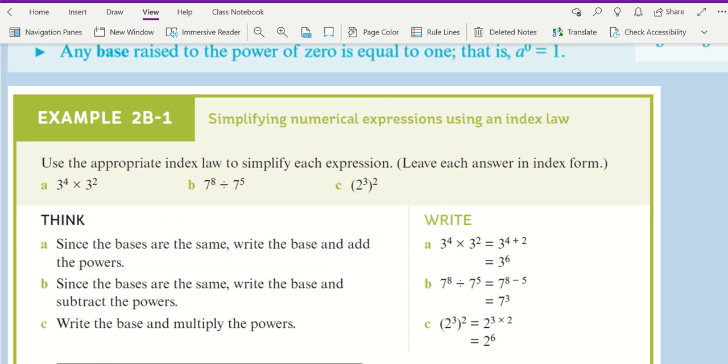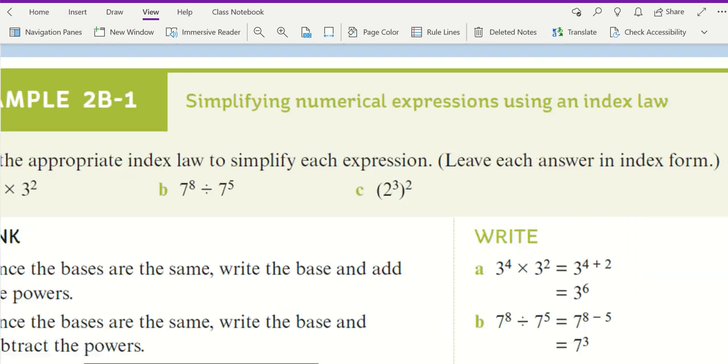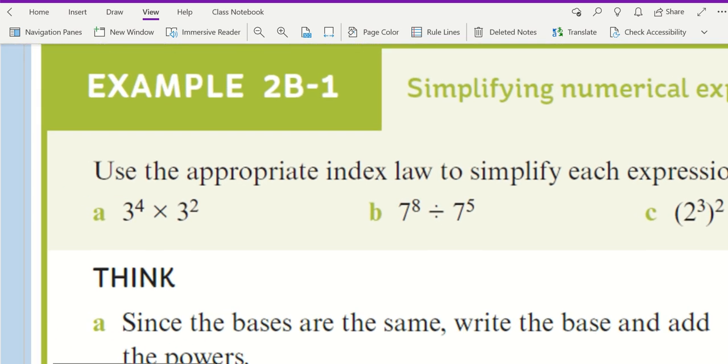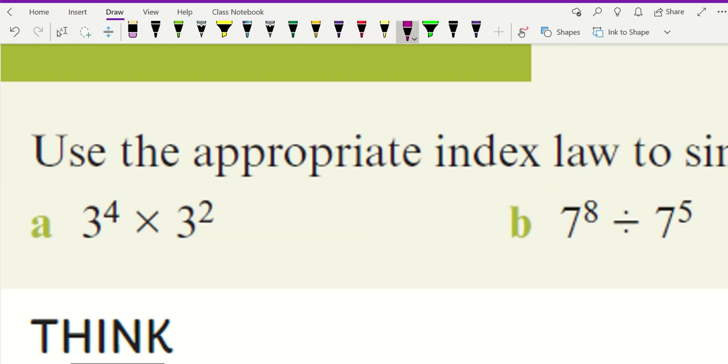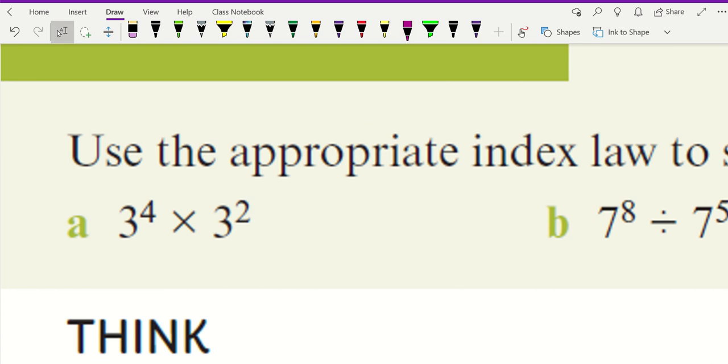So let's just recall, first of all, our index laws, how we saw them last unit. So for example, 3 to the power of 4 times 3 to the power of 2. What do we want to do? We add the indices and keep the base the same, don't we? So that's like saying 3 to the power of 6.